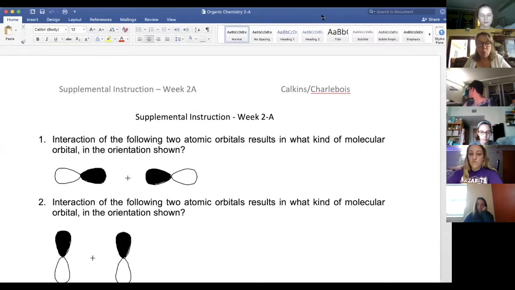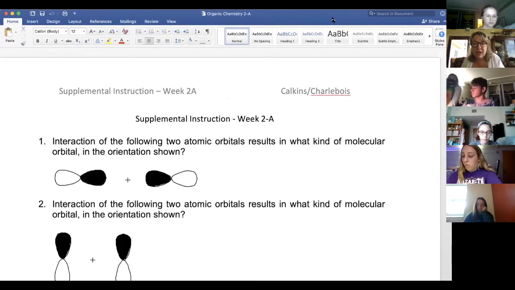So this number 1, interactions of the following 2 atomic p orbitals would result in what kind of orbital and in the orientation shown. So can you see my pointer, Jessica? Okay, good. So can everybody see me too?